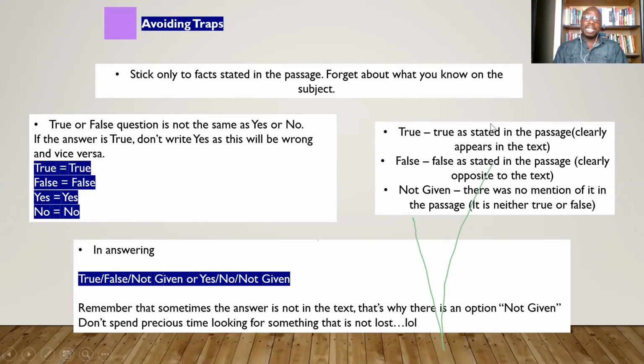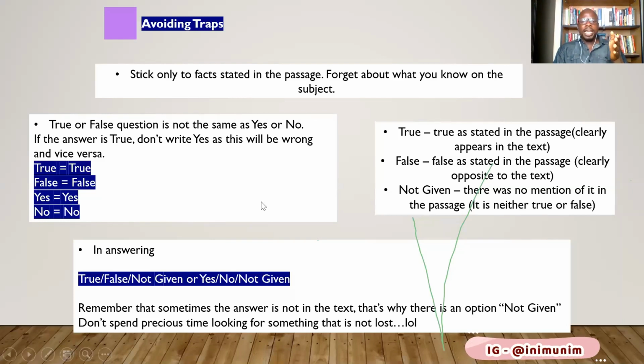True will mean that something is being stated exactly as true in the passage. When it is false, it means that the opposite has been stated in the text or in the passage. Not given means that there's not been a mention of it in the passage, or there's not enough information about that statement in the passage.